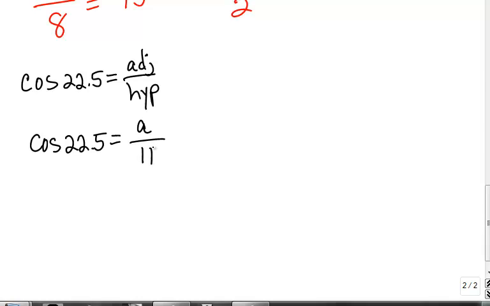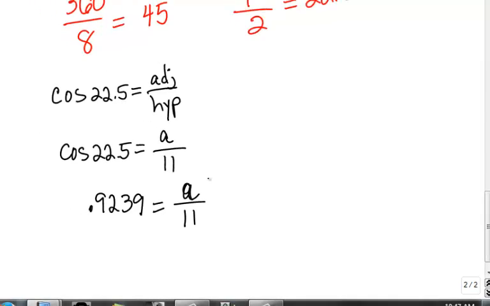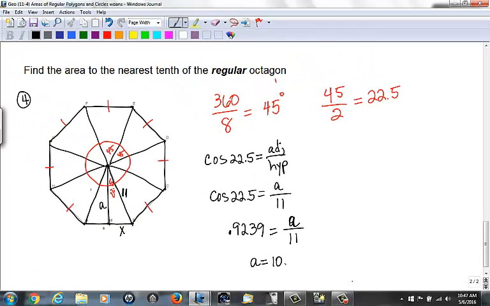So on your calculator, figure cosine of 22.5, and we got 0.9239 equals A divided by 11. Okay, so do the inverse, multiply by 11. And I get 10.2 if you round it for the paper. But I don't want to use 10.2 on the calculator. I want to use the whole value. So use your store key and store it as alpha A for the apothem.